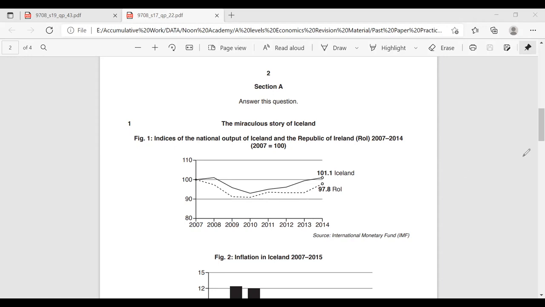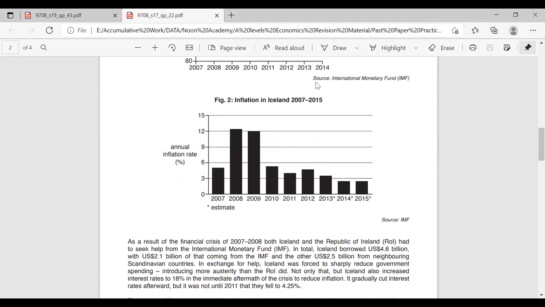Now, moving on, inflation. The next thing it shows you is inflation in Iceland between 2007 and 2015: the annual rate of inflation as a percentage. Wherever you have a star, which is 2013, 2014, and 2015, it means it's an estimate. This being said, we'll move on and read the case study.